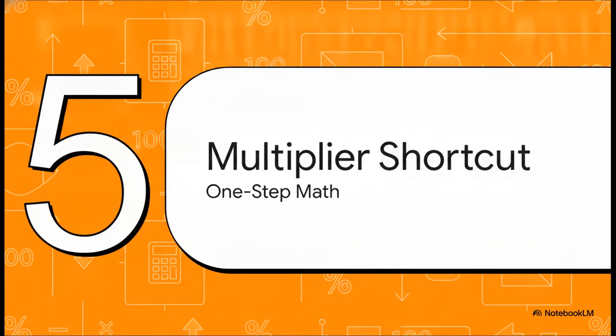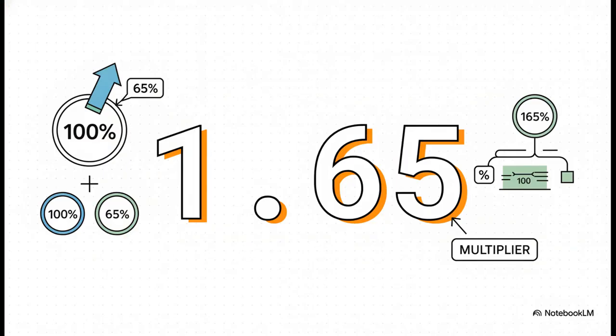All right, let's look at Section 5, the multiplier shortcut. Now, finding a percentage and then adding or subtracting it totally works, but it's kind of clunky. It takes multiple steps. So I want to show you this mathematical life hack that just completely bypasses all that tedious multi-step math. Let's say you need to increase a value by 65%. Instead of finding 65% of the number and then adding it to your original 100%, you can just combine them in your head right at the start.